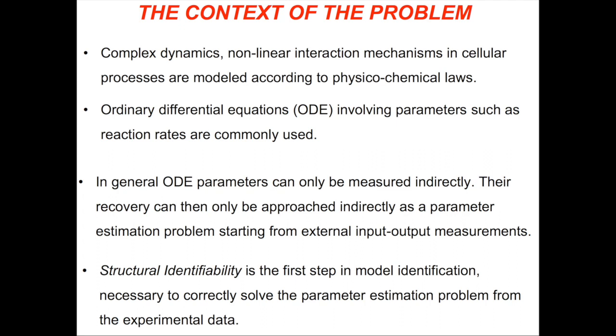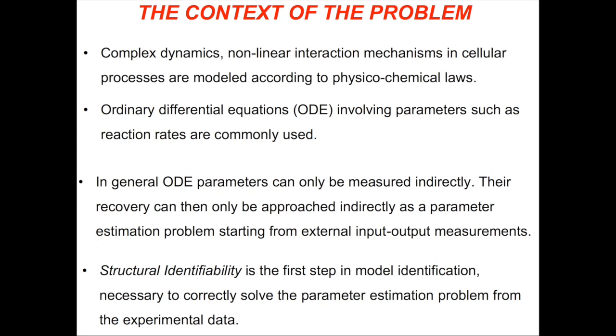So, the context of the problem: we have to describe complex dynamics and nonlinear interaction mechanisms in cellular processes, and these are modeled by the experimenter by following the physico-chemical laws. They very often use ordinary differential equations involving parameters such as reaction rates and volumes. It is impossible to directly measure every portion of the system under study. So the recovery of the unknown parameters can only be approached indirectly, as a parameter estimation problem starting from external input-output measurements.